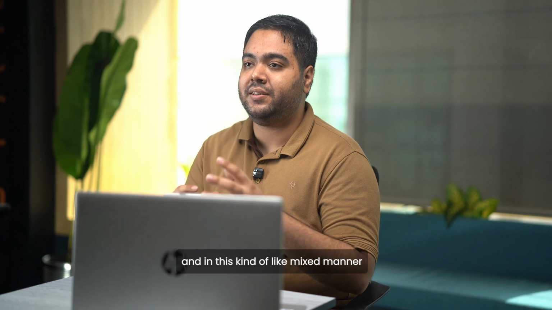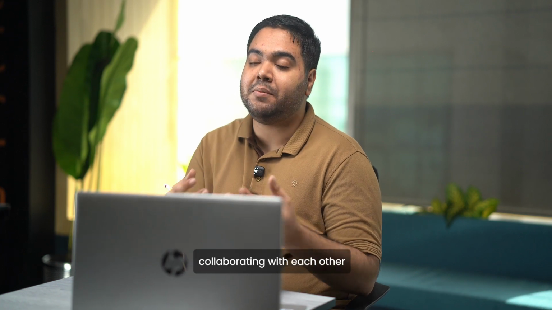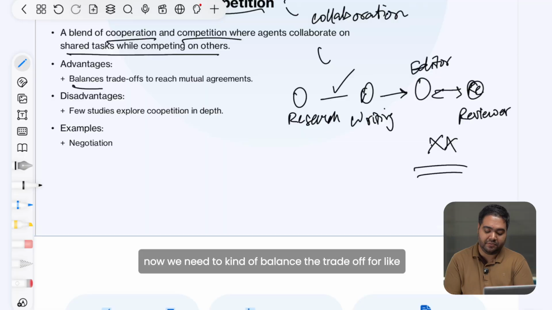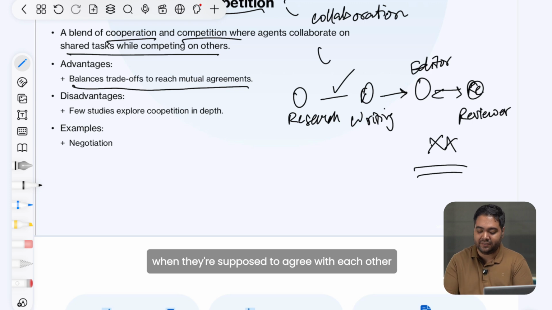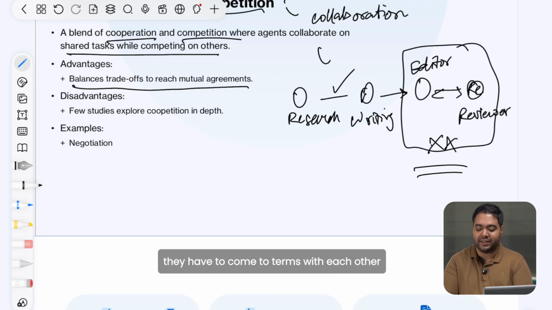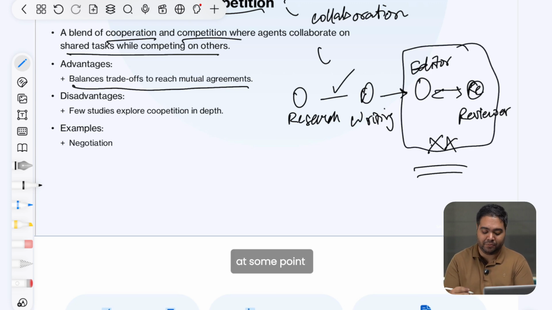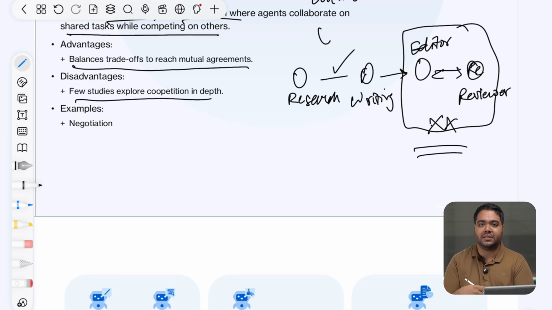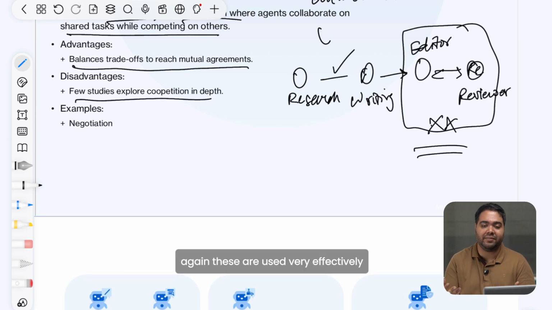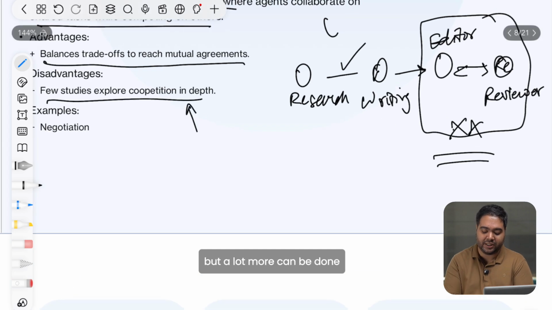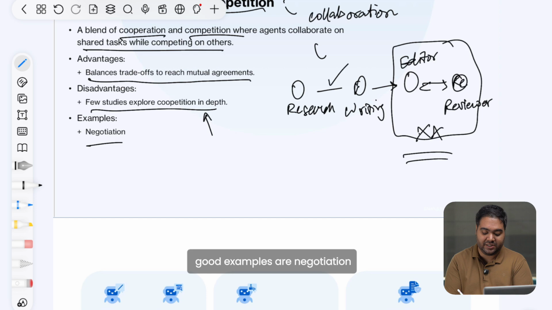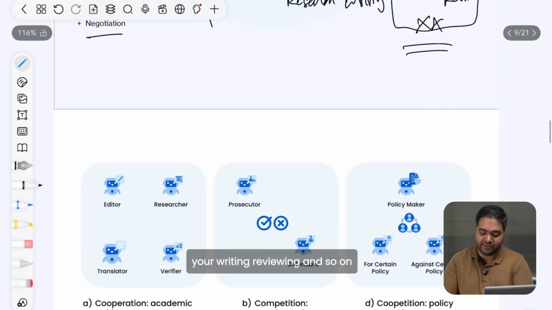And in this mixed manner, you could have some agents collaborating with each other, and some agents competing with each other. Now we need to balance the trade-offs for when they're supposed to agree with each other. These two have to come to terms with each other at some point. There's not many case studies on this. Again, these are used very effectively, but a lot more can be done on the mitigation strategies. Good examples are negotiation, writing, reviewing, and so on.